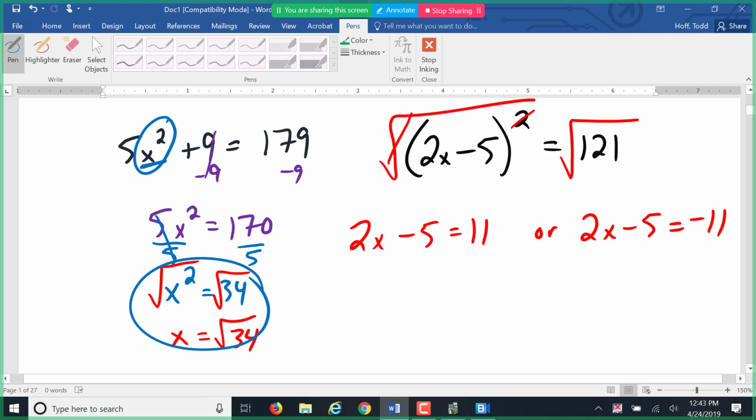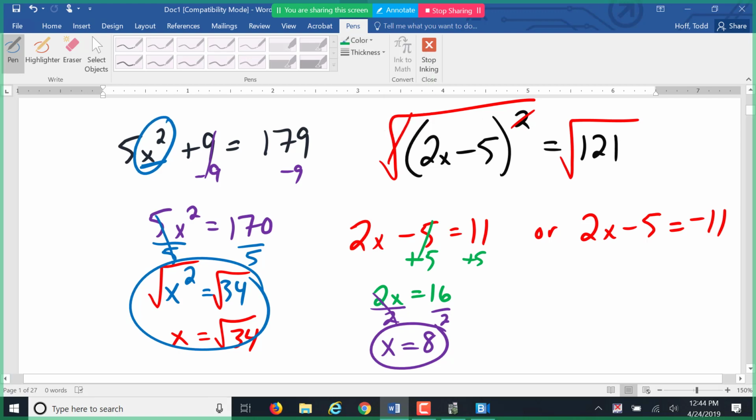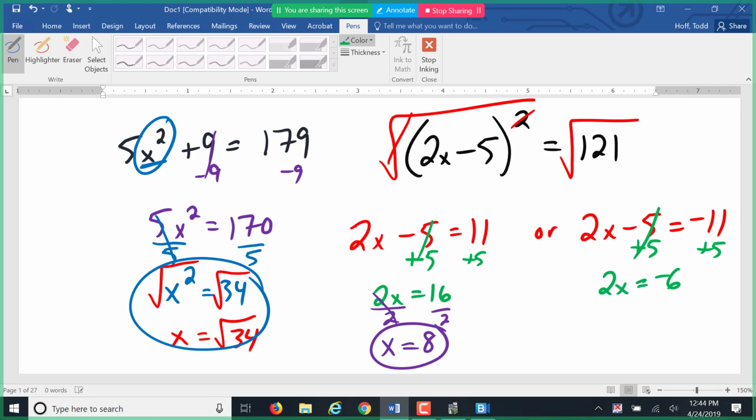So 2x minus 5 equals 11. We'll solve that by adding 5. 2x equals 16, and then divide 2 by 2 to get x equals 8. On the other side over here, what do we have to do? Add 5 to get 2x equals negative 6, and then divide by 2. x equals negative 3.